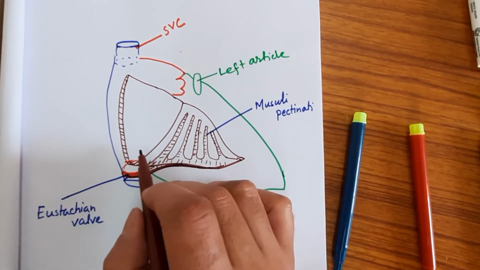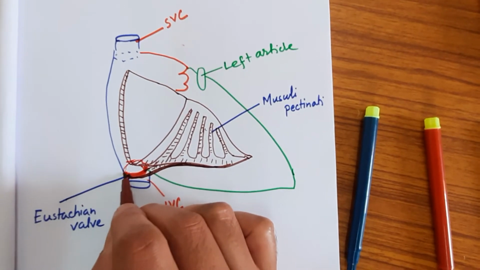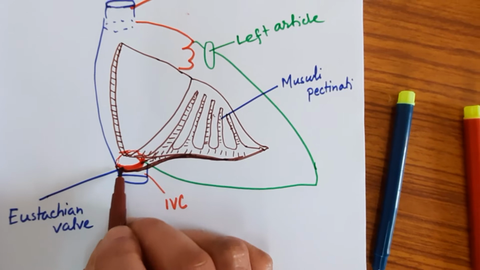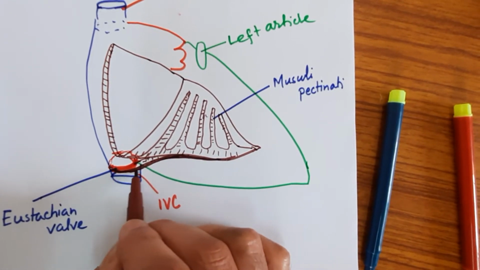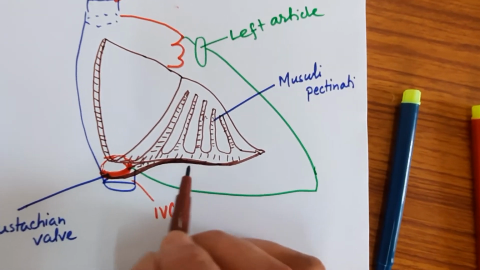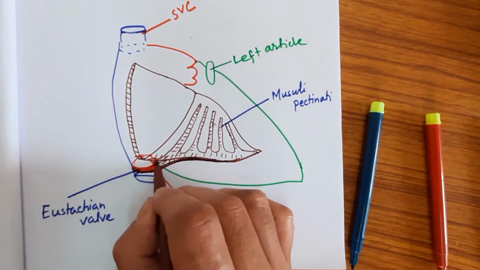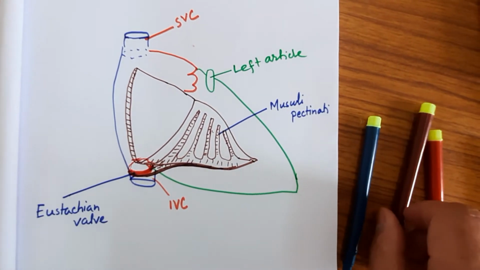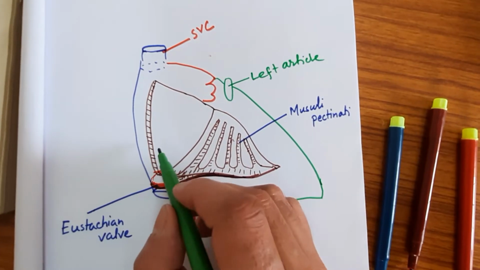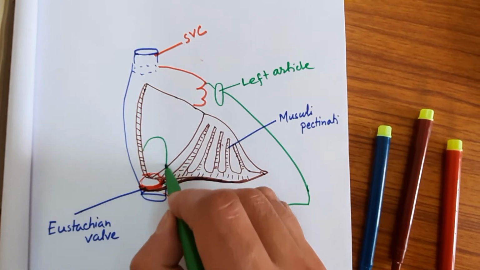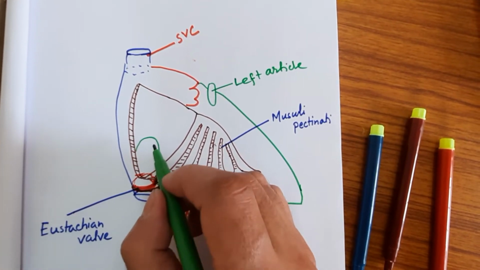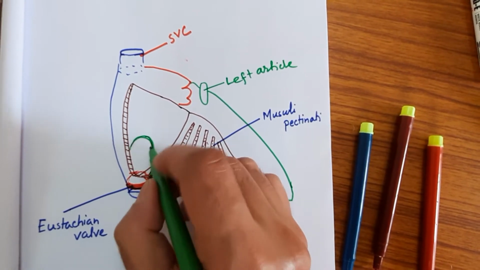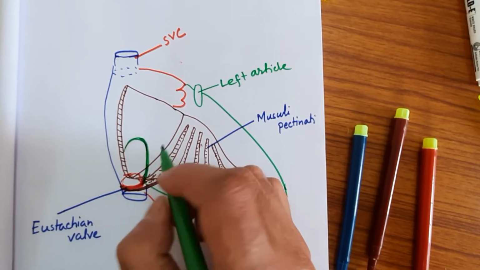In the smooth part, what I told you is that this is the eustachian valve. The right horn is continuous with the crista terminalis, and the left horn continues with the anterior limb of the limbus fossa ovalis.